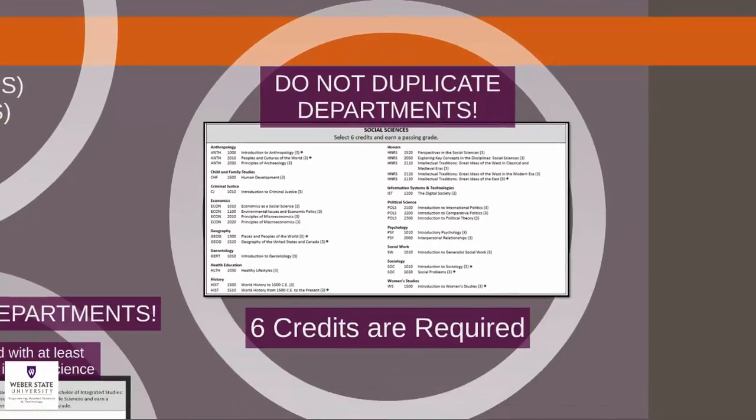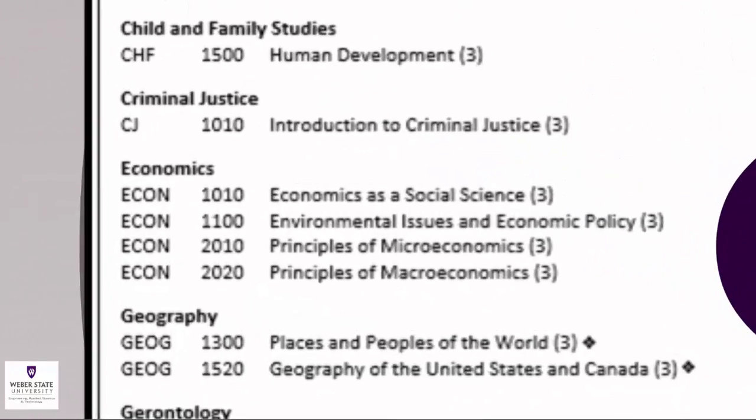The next portion of your breadth requirements is the social sciences, found on page 3 of the general education requirement sheet. In this area, you will need to complete 6 credit hours. You will take 2 courses. Please note that manufacturing, engineering, technology majors are required to take Econ 1010, which will fulfill 3 credits of your social science requirement.